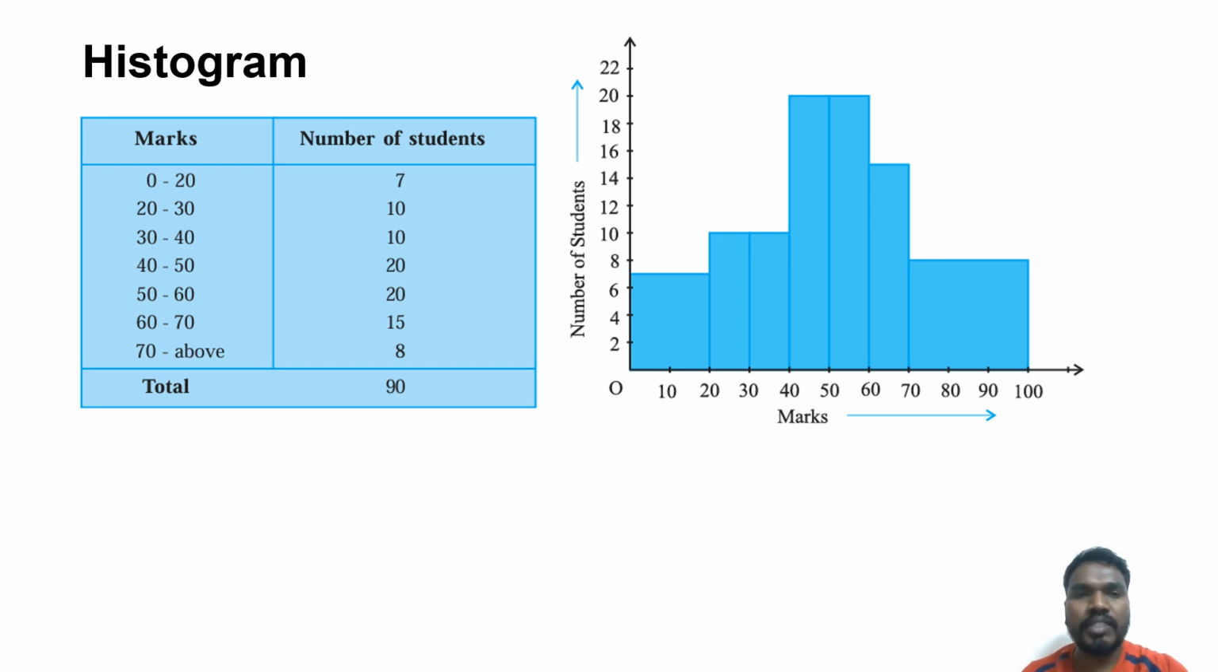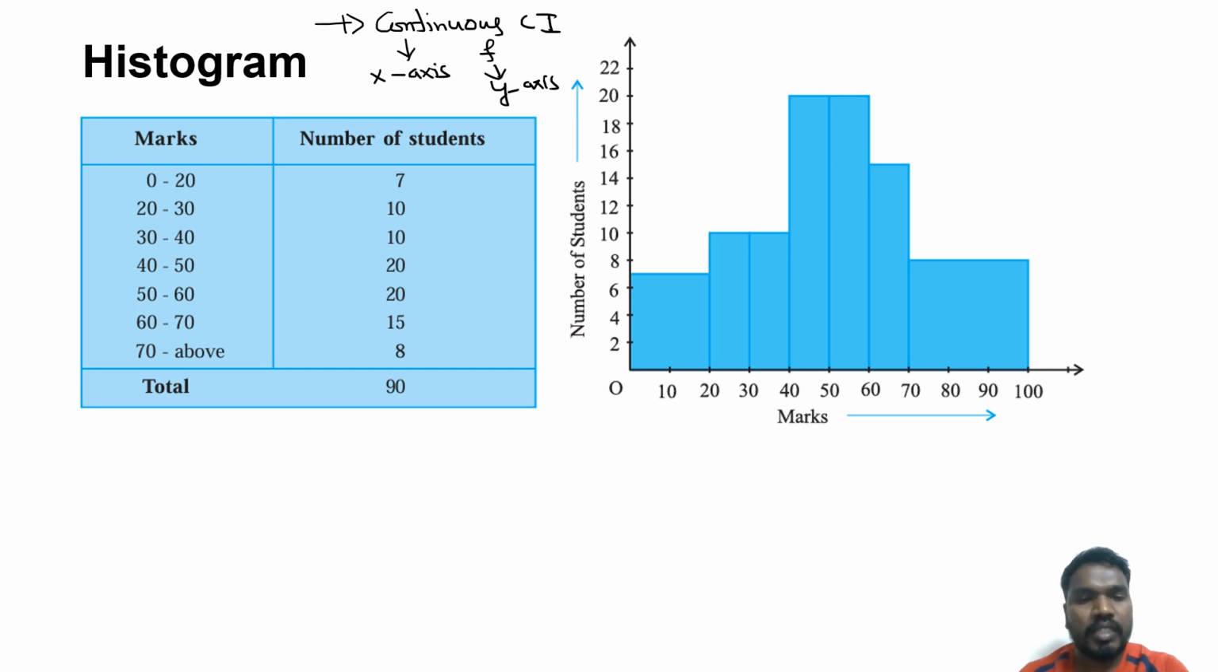In the previous session we learned how to construct a histogram. Whenever you have a histogram, the first thing to keep in mind is that we should have continuous class intervals. If the given class intervals are continuous, then we take these class intervals along the x-axis and the frequency along the y-axis. Then according to the frequency, we draw the rectangular bars. That will be your histogram.